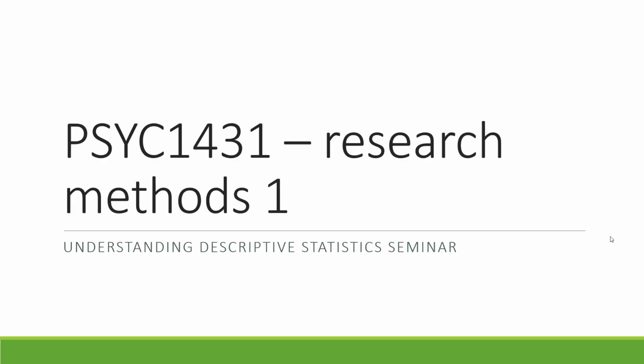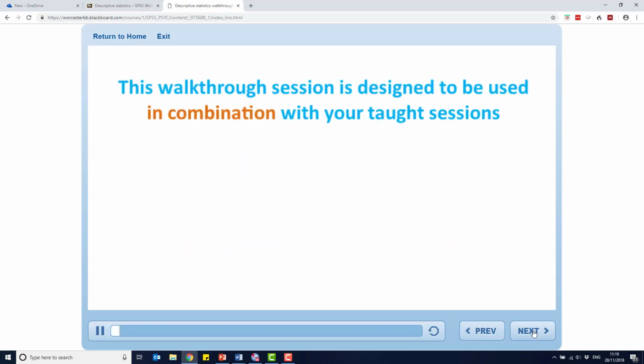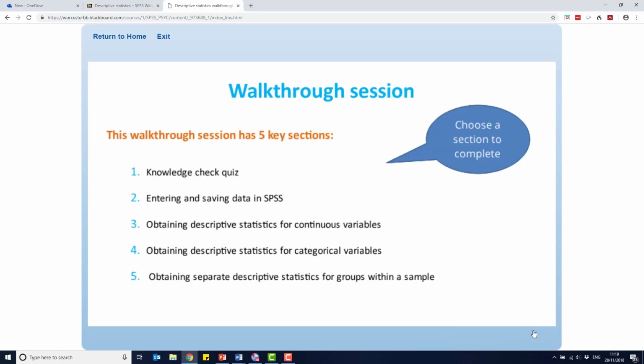Hello, in this video I will be explaining how the output that you are looking at in your seminar for descriptive statistics was produced. Before I do that, I just want to remind you that all the steps that I'll be following are contained in the descriptive statistics walkthrough. So if I just flick through. Okay. So what we need to do today is to look at descriptive statistics for different groups within a sample.